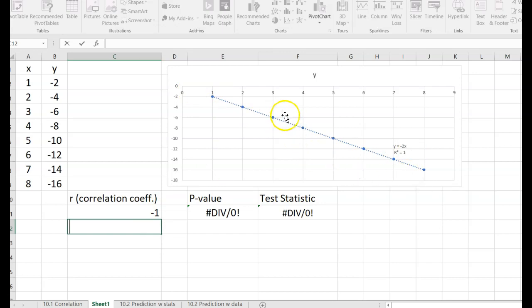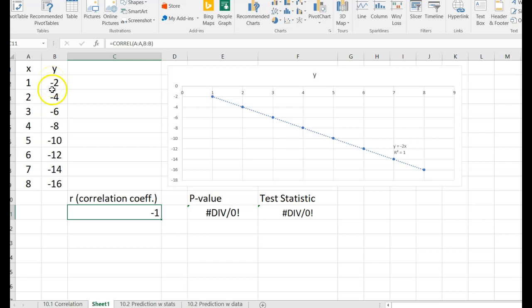Okay, and then if you notice, we square R, negative times a negative is a positive, we get a positive 1. R squared will always be between 0 and 1. 0 means a terrible relationship. 1 means a perfect relationship. 1 or negative 1, I should say. All right, let's do that.